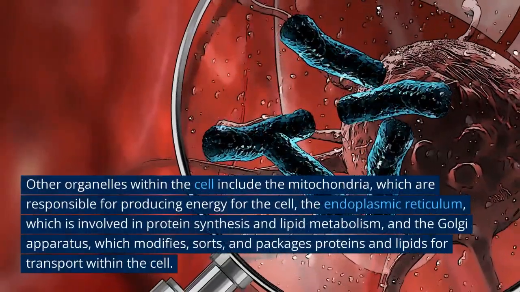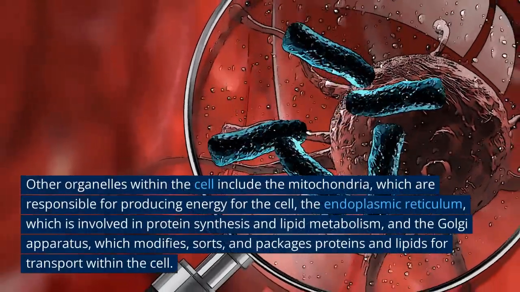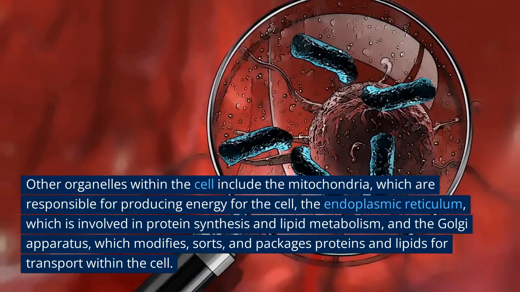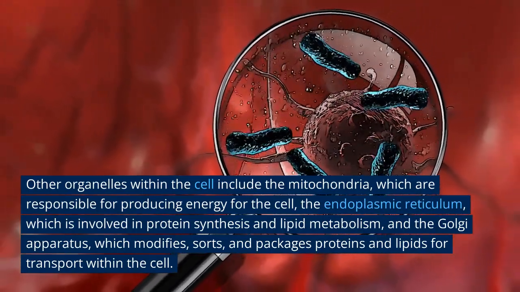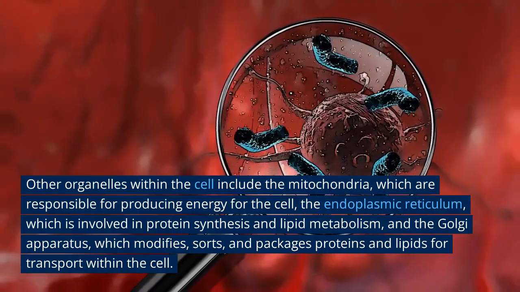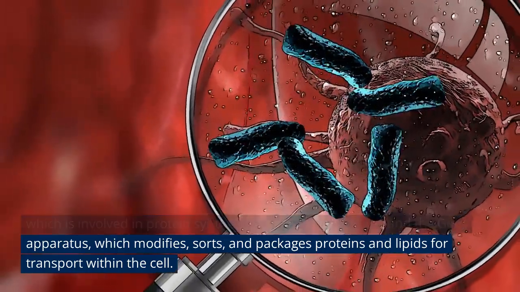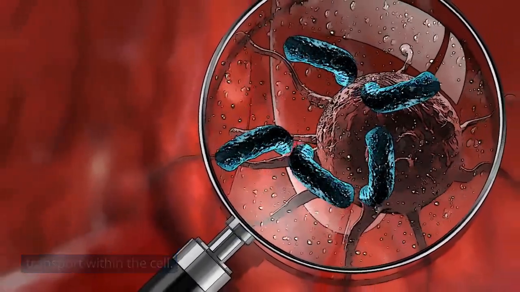Other organelles within the cell include the mitochondria, which are responsible for producing energy for the cell, the endoplasmic reticulum, which is involved in protein synthesis and lipid metabolism, and the Golgi apparatus, which modifies, sorts, and packages proteins and lipids for transport within the cell.